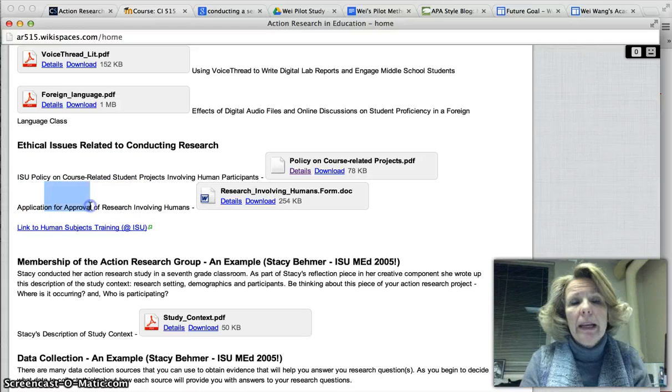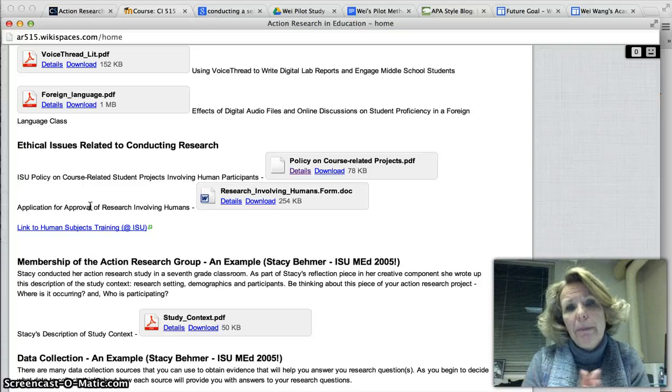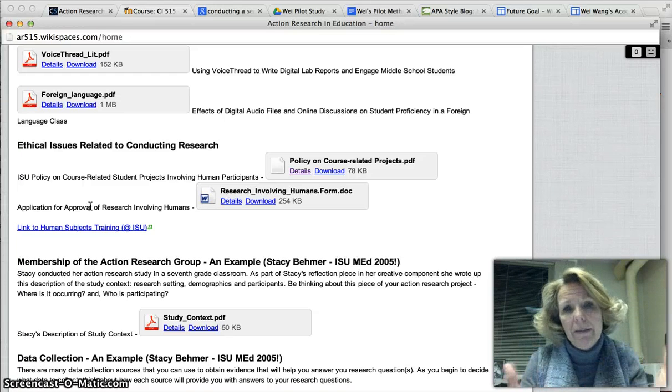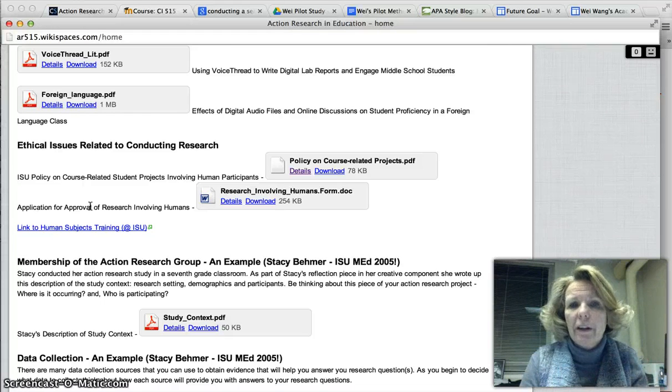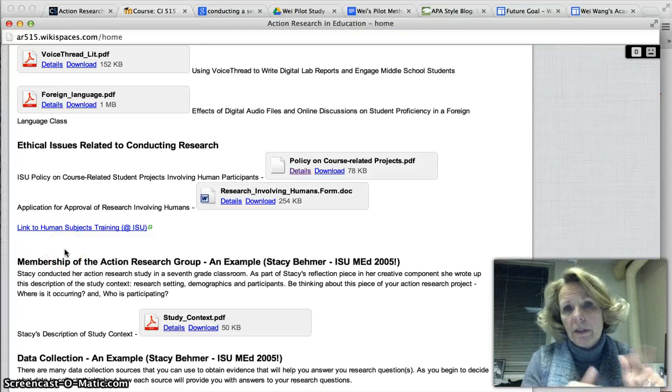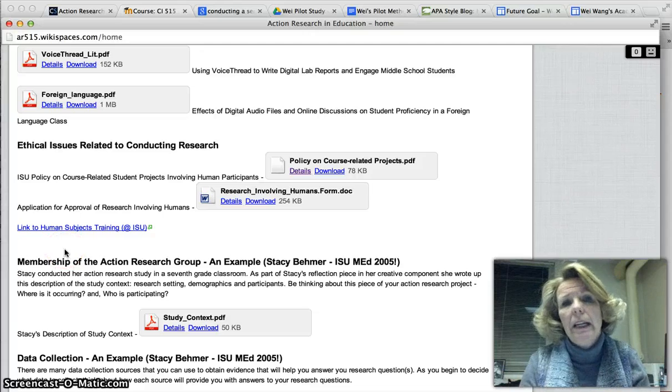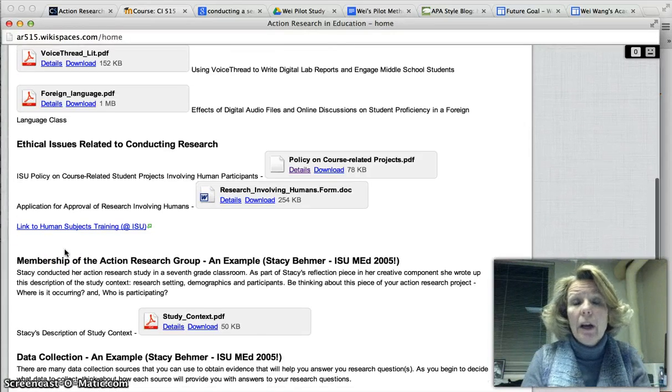Here's an actual form on what you would have to do if you did get human subjects. I just thought it would be interesting for you to look through that. Obviously, you don't have to fill it out or anything, but notice the questions that are asked and those kinds of things. And then the last thing here is the link to the human subjects training. So there's a link here, and there's also a link on your other page.